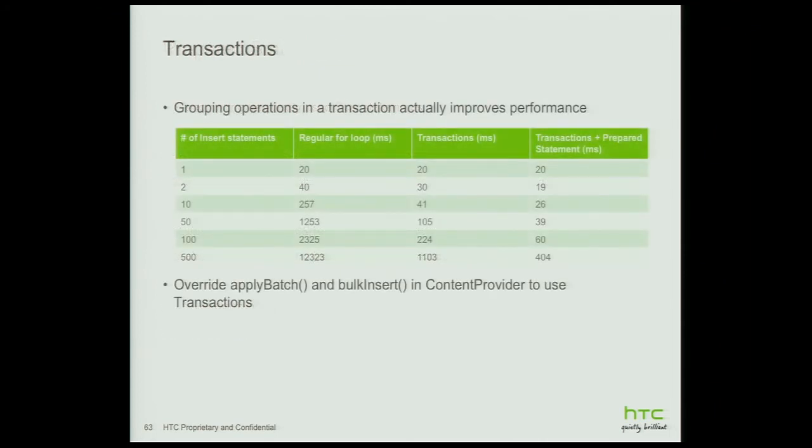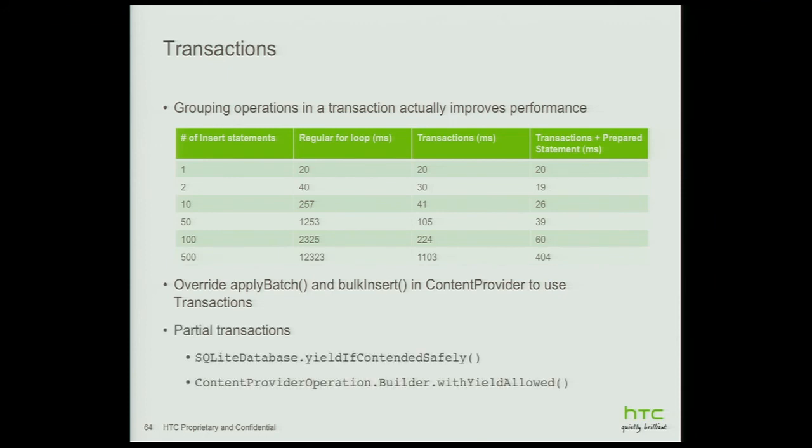People often don't realize that grouping a lot of operations in a transaction not only provides consistency, but it also improves your performance. Our benchmark results reveal that if you do many insert statements in a loop, it's actually quite costly. But if you do them in a transaction, there's a lot of performance gain. And if you do a transaction in combination with prepared statements, you have even more gain. Right? The performance gain is so great that you probably want to consider using transactions in apply batch or bulk insert. You might want to override your original content provider implementations and use a transaction instead.